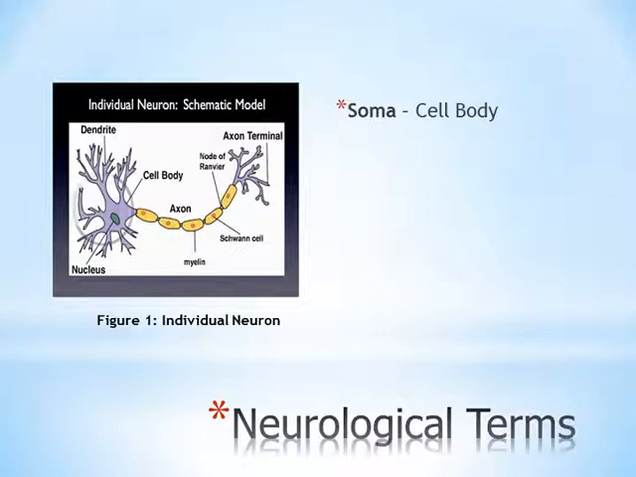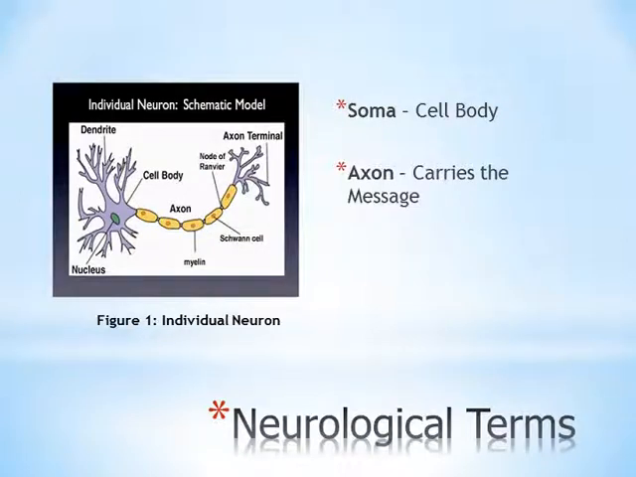The soma is the cell body of a neuron that contains the nucleus of the cell and carries out the cell's metabolic functions. The cell body is responsible for all the basic processes that go on within the neuron, and the other structures are responsible for receiving, carrying, and transmitting the signals.